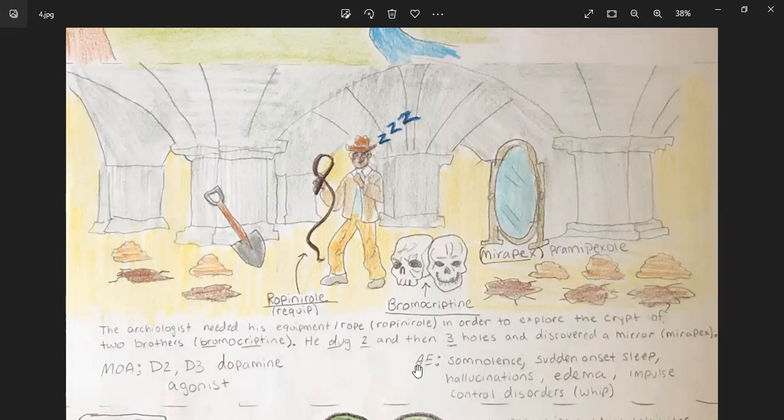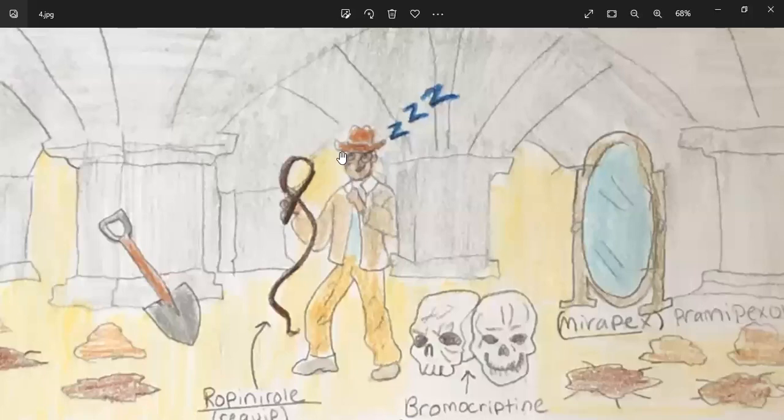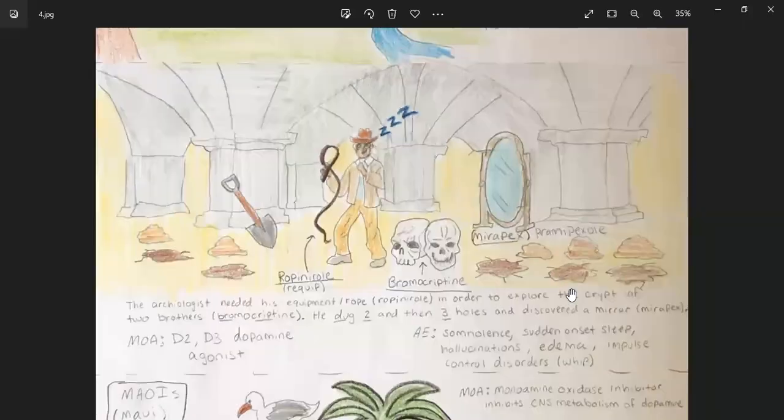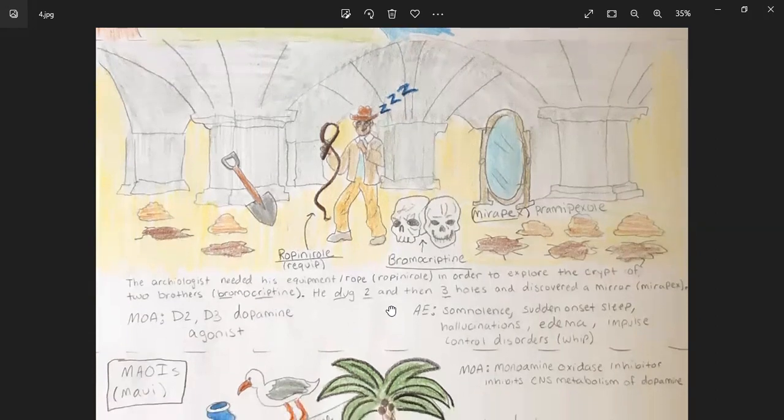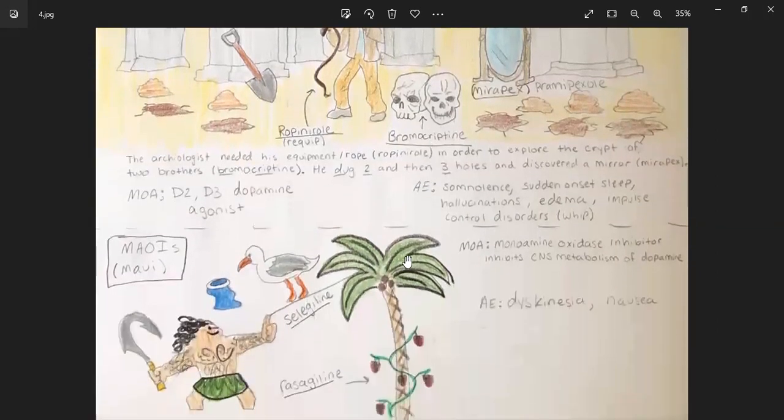And then the adverse effects are somnolence, or sudden onset of sleep, hallucinations, edema, which I don't believe is shown, and then impulse control disorders, which I also wrote the whip. I'm not really sure why, to be honest. I guess you can control things with a whip. I don't know. So we'll move on.